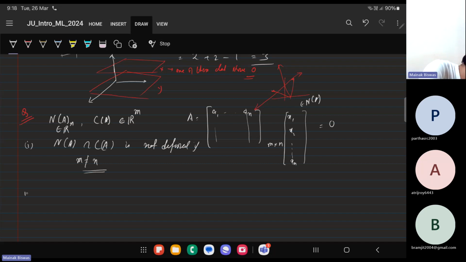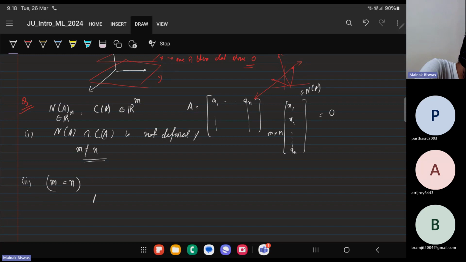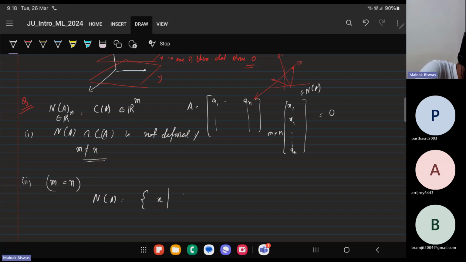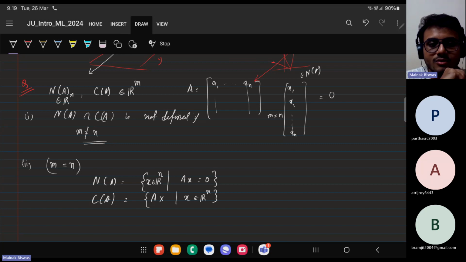It's not defined. Now my second question is, if m equal to n, then my null space is defined as what? Let me write down the definition once again. X such that Ax is equal to 0, right? And column space of A is, yes or no? These are the two definitions of column space and null space.